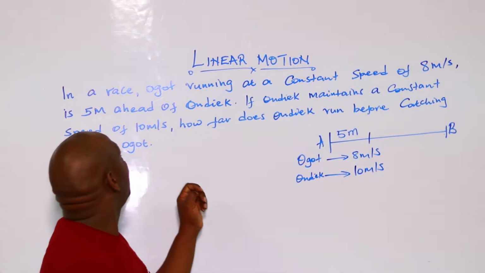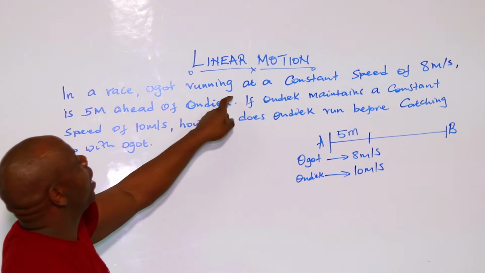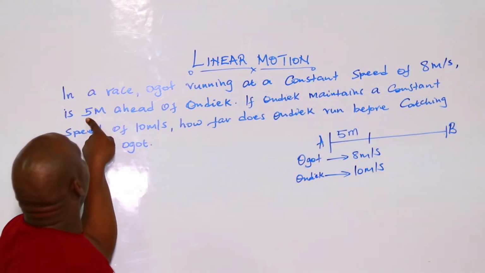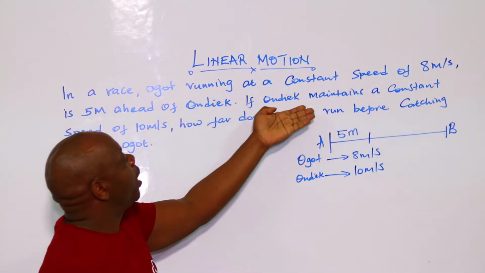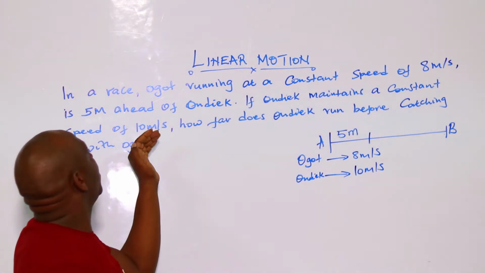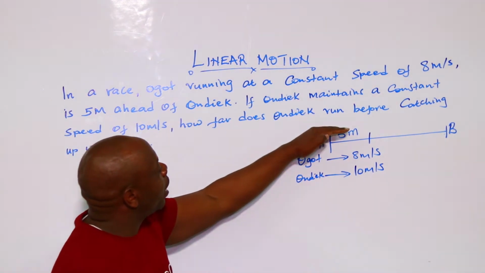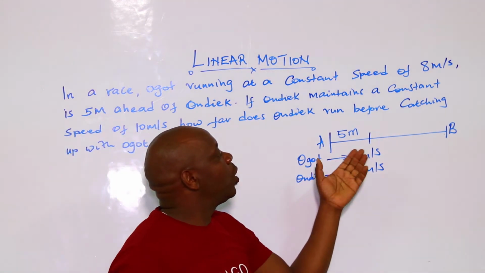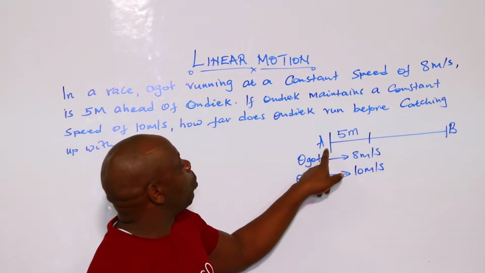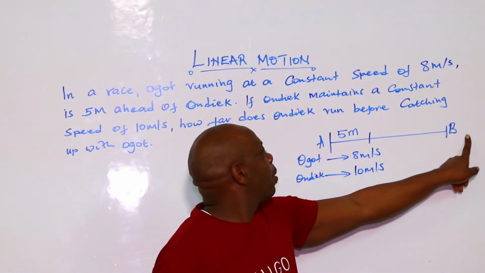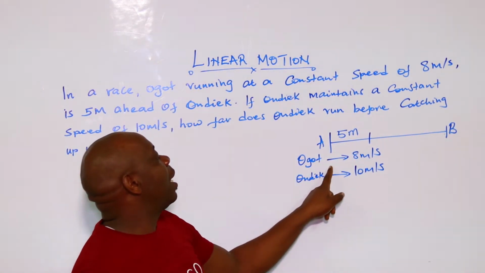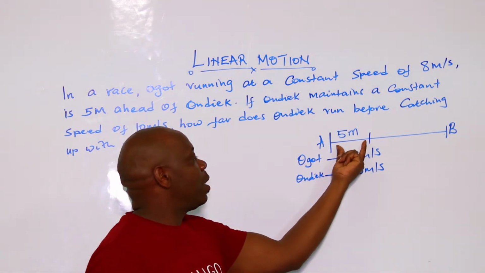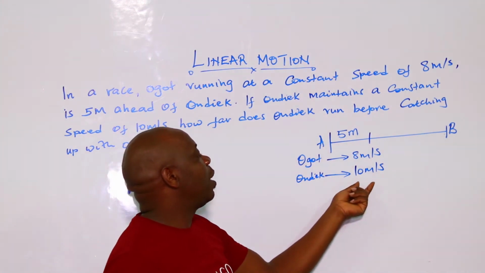Another example, you have been told in a race, Ogot running at a constant speed of 8 meters per second is 5 meters ahead of Ondiek. If Ondiek maintains a constant speed of 10 meters per second, how far does Ondiek run before catching up with Ogot? So we have been told that these people are moving from point A to point B in a race. Ogot is running at 8 meters per second and is ahead of Ondiek by 5 meters. Ondiek is running at 10 meters per second.